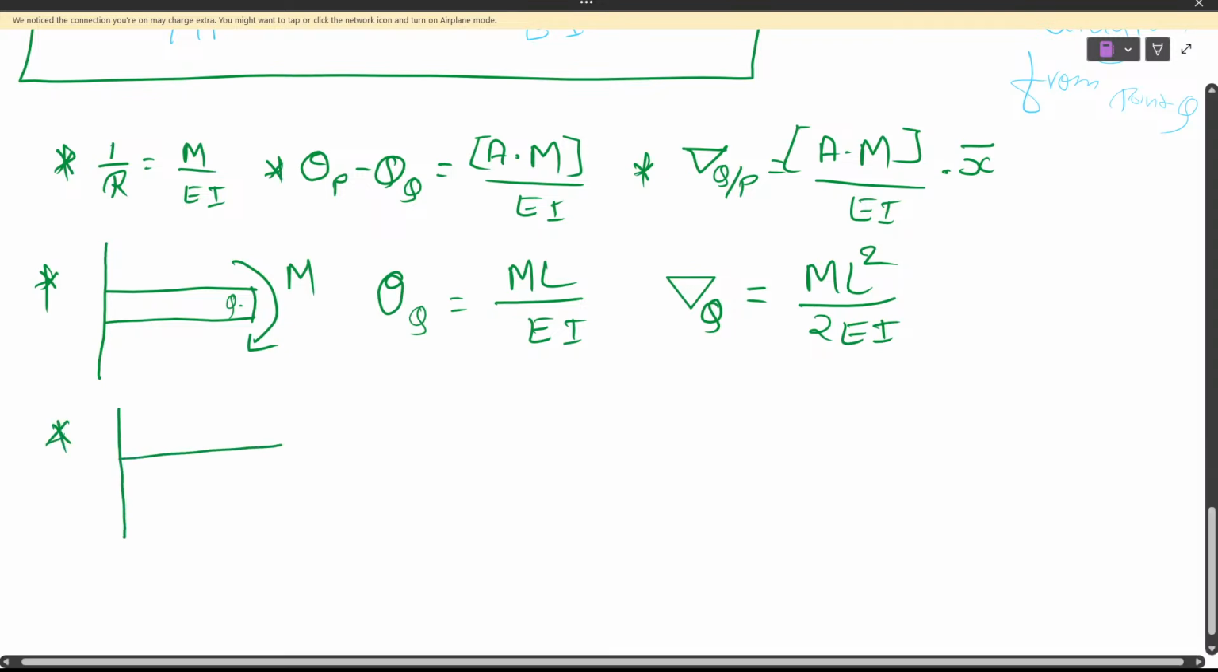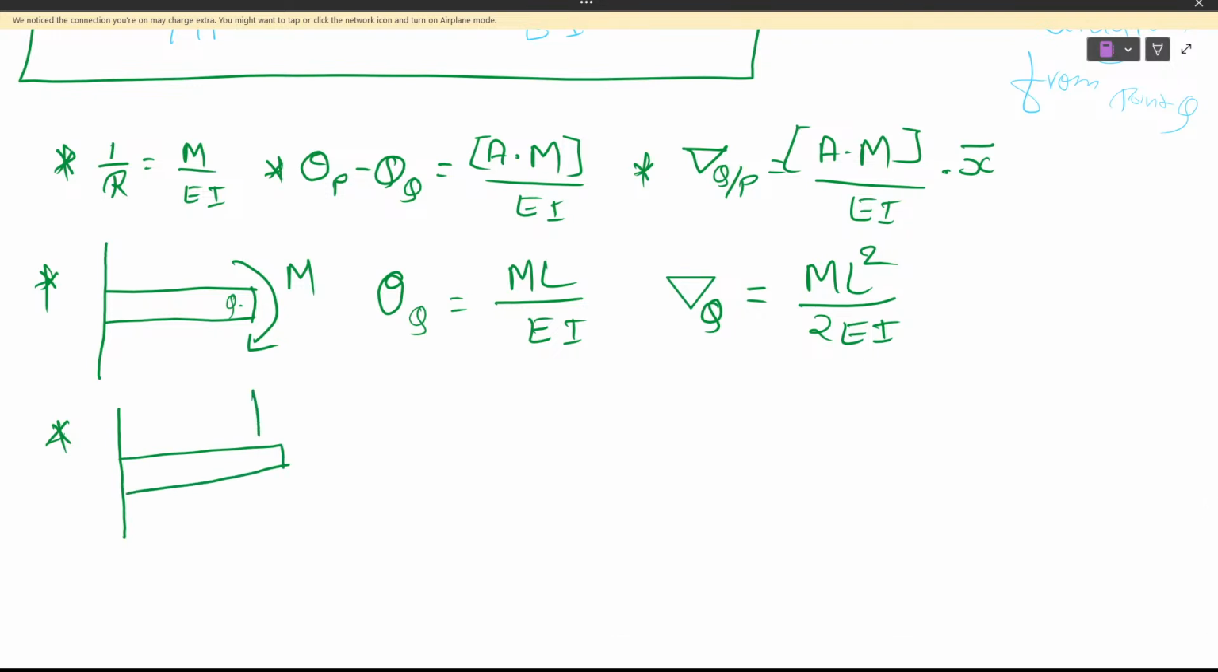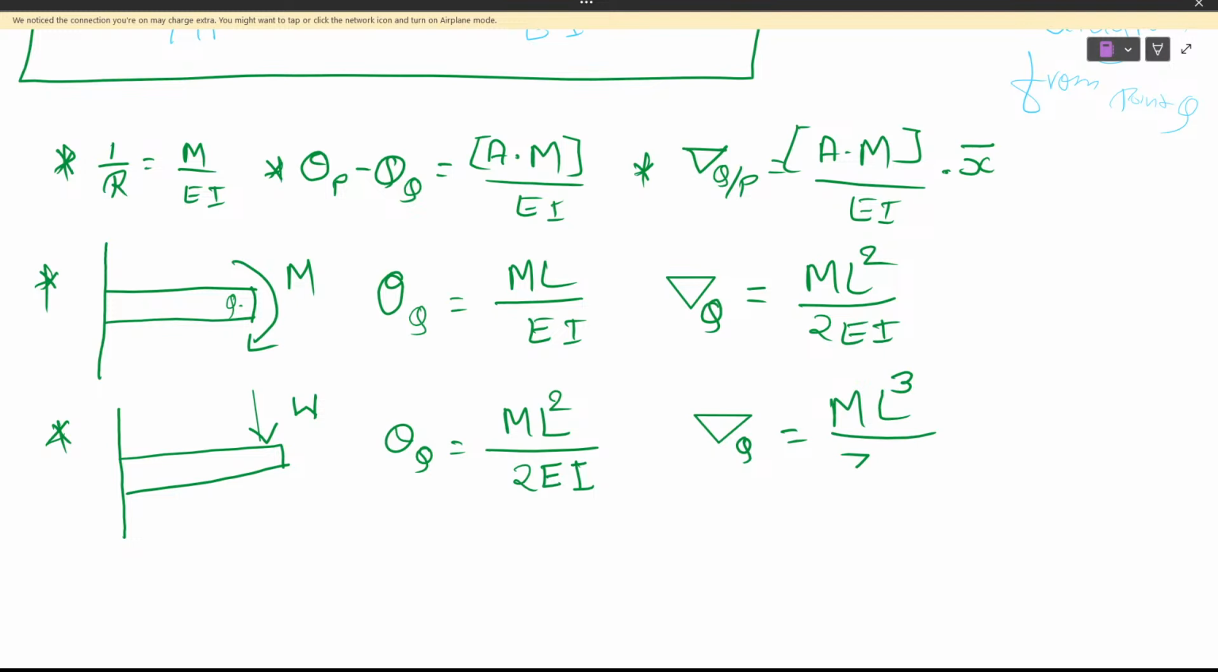Another case: if a cantilever beam is subjected to a point load W, then the slope at Q is equal to WL square upon 2EI, and the deflection of Q is equal to WL cube upon 3EI.